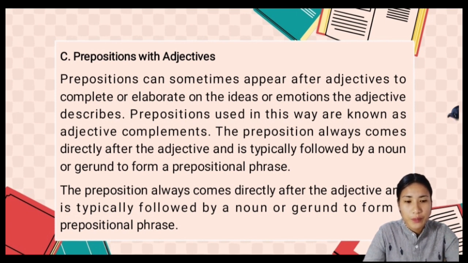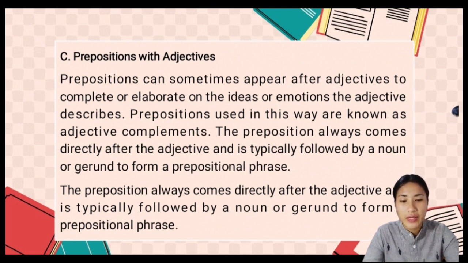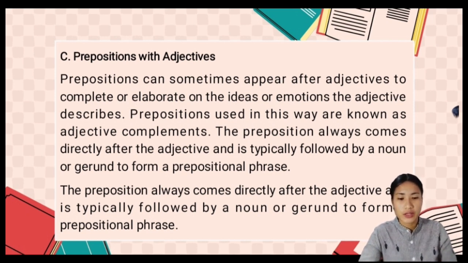Prepositions can sometimes appear after adjectives to complete or elaborate on the ideas or emotion the adjective describes. Prepositions used in this way are known as adjective complements. The preposition always comes directly after the adjective and is typically followed by a noun or gerund to form a prepositional phrase.